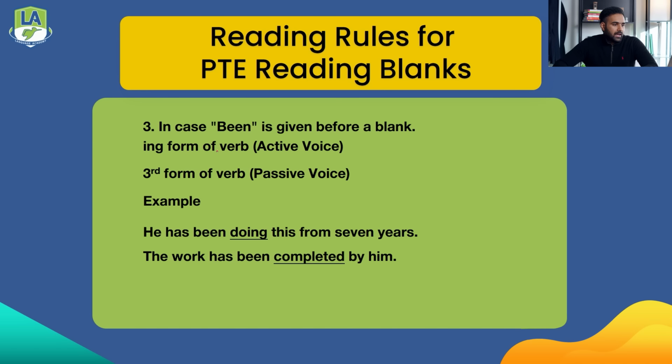In case there's any blank after been, or if been is given before any blank, in active voice it will be the ing form, meaning when the subject, the person, is in the beginning of the sentence, ing form. If the subject is at the end and the object is in the beginning, then it is passive voice. For example, he has been dash this for 7 years. He, the subject, is in the beginning: active voice, ing form. If the subject is at the end: passive voice, ed form or third form of the verb. Note this down, this is very important.